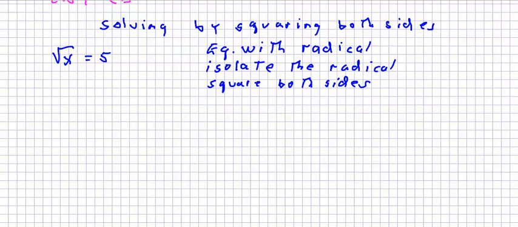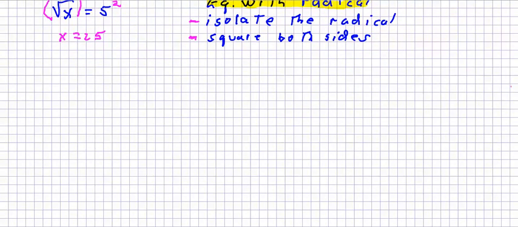So, if we have a radical, you get the radical by itself, isolate, and then you square both sides. To square both sides, you must use parentheses around the radical. Without the parentheses, it has no mathematical meaning. You must use parentheses. We square this, we get x. Square this, we get 25. And we're done. Kind of simple.